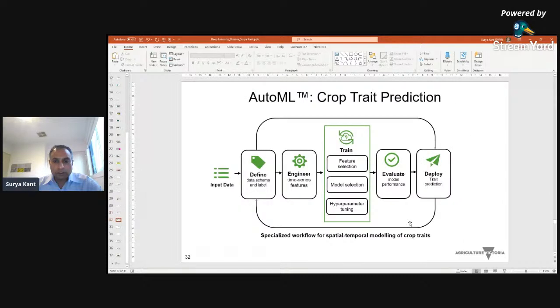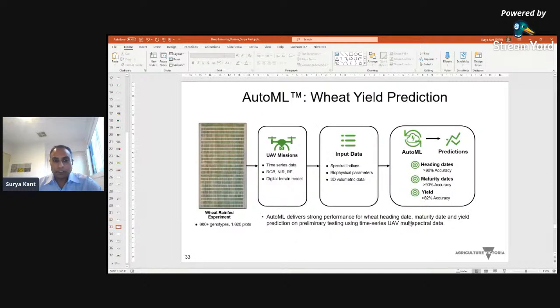And this is just an overview of the workflow, showing how AutoML can work not only for lodging but for any other given trait. We have tested it on the wheat field trial I was showing, for heading date, maturity, and yield, with really good accuracy for the estimation of wheat yield.